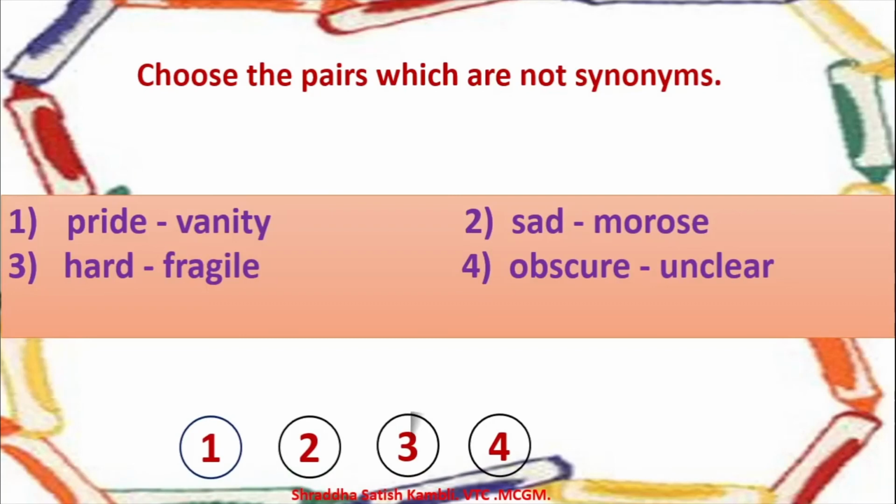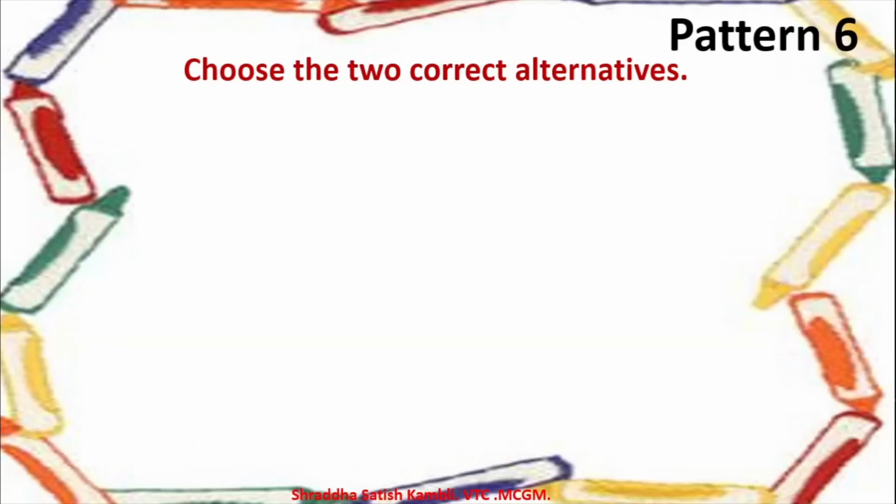Yes, it is answer 3, option 3, hard and fragile. Wood is hard. It cannot break easily, whereas glass is fragile, breakable. Very, you can say you have to handle it with a lot of care. So hard and fragile is a pair which is not a synonym. Let us go to the last type of question that we have.